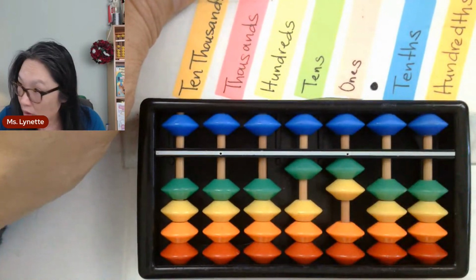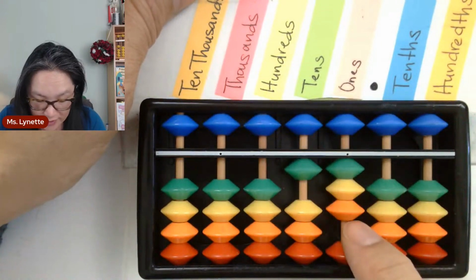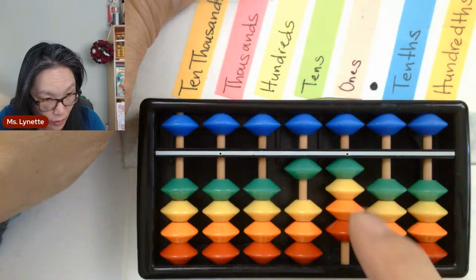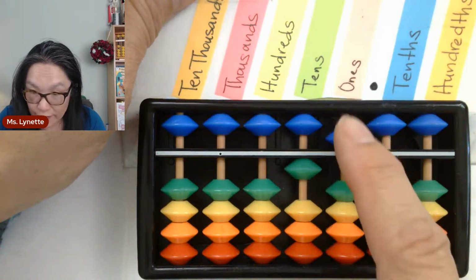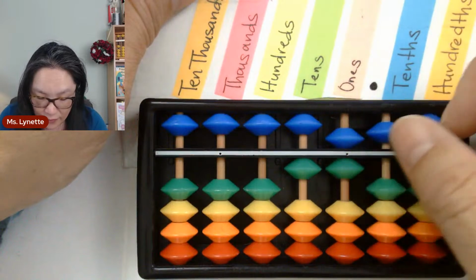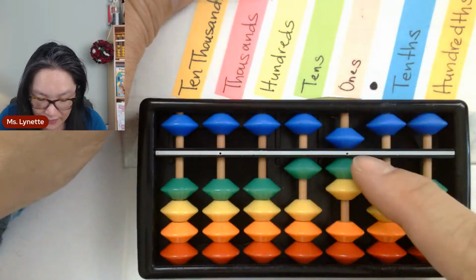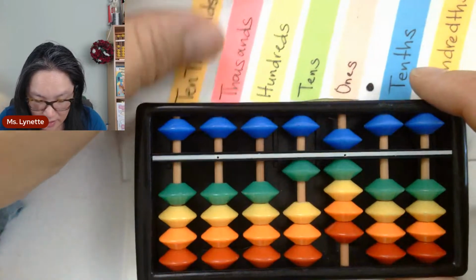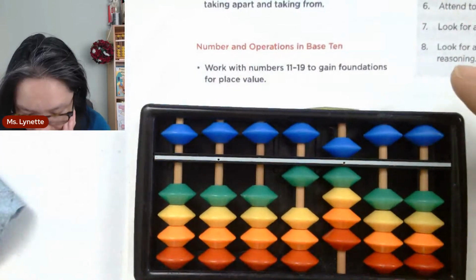And then we have 2, and then we have 3. We have 13, and then 14. How do I know? Because I have 1 here, and then 4 here. 14, and then 15. Again, the top bead has a value of 5. Because we have 5, we have 6, and then 7, 17, and then 18, and then 19. So that's easy. Okay, so that's foundational.